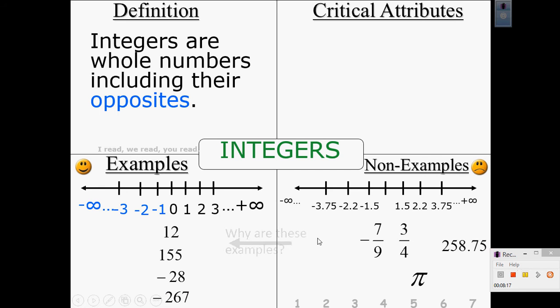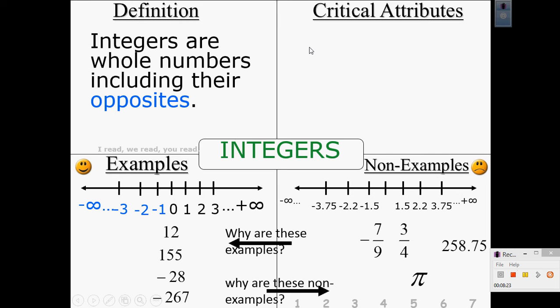Alright. So, we know why these are integers. I said, you were writing this down and you were thinking, why are these not integers? So share with your neighbor, why are these not integers, please? Okay? So, now that we know why they're not integers, now let's focus back on integers. What would be one of the most important things to remember about integers?